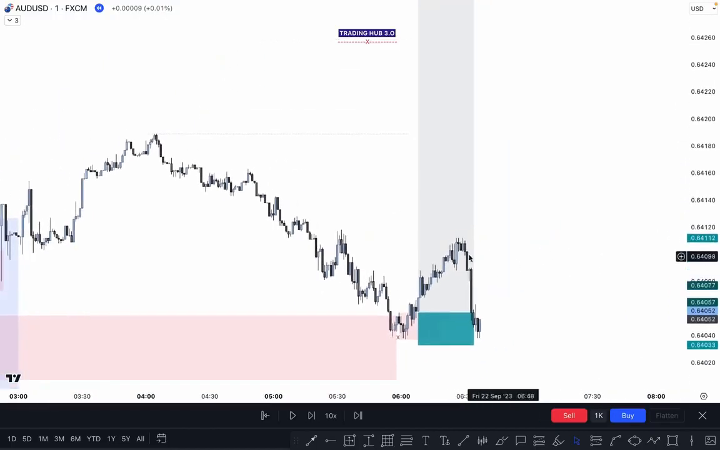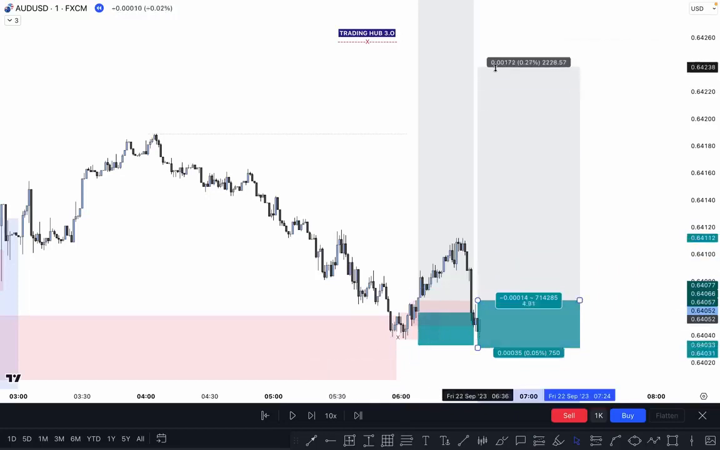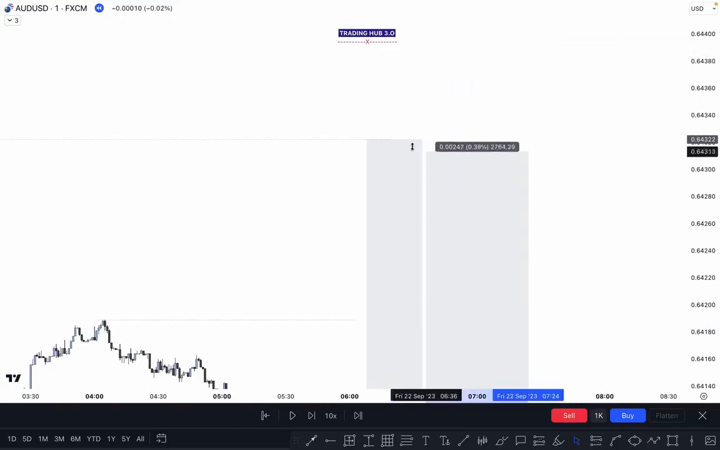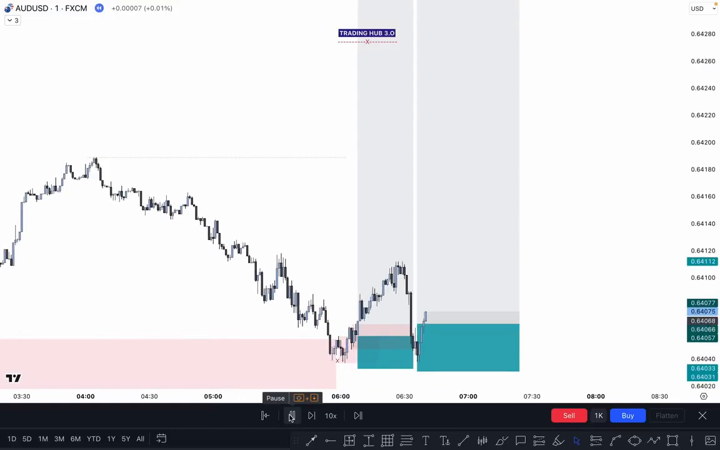Okay, so this one is our next entry, which was created here at this point. If you are thinking the first entry was missed, you can take the next entry, but put the stop loss just below it at the main low, right? And where is the target? The target is similar, at this point. Okay, so let's see what happened next here after this one.